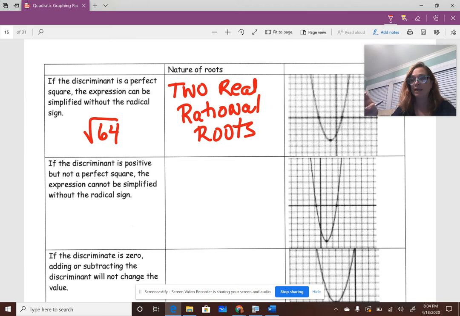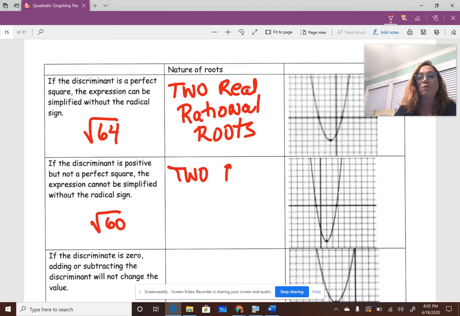2 real rational roots. If the discriminant is positive, but not a perfect square, let's say the square root of 60, the expression cannot be simplified without the radical sign. So yeah, irrational. So 2 real irrational roots.